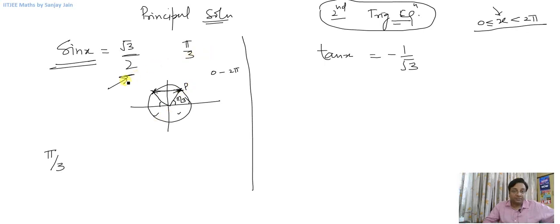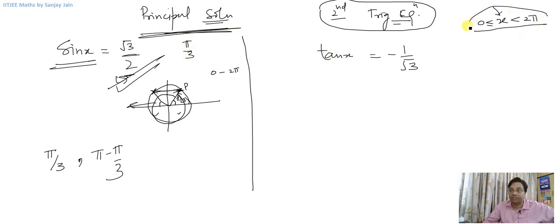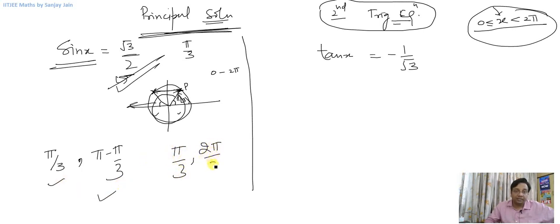So pi by 3 is one of the values. Another value will be this one, pi minus pi by 3, right? So between 0 and 2 pi, these are the only two solutions. We will have an infinite number of solutions. If I come back to it once more, 2 pi plus pi by 3 will be another solution, right? But that will not be a principal solution. For now, for this particular question, I am looking only for solutions between 0 and 2 pi. So these are the only two solutions, that is pi by 3 and 2 pi by 3. These are my principal solutions.